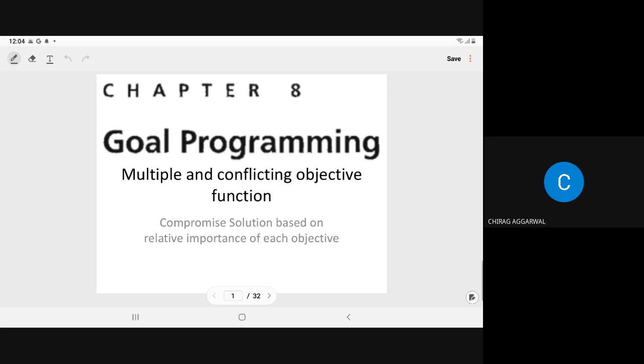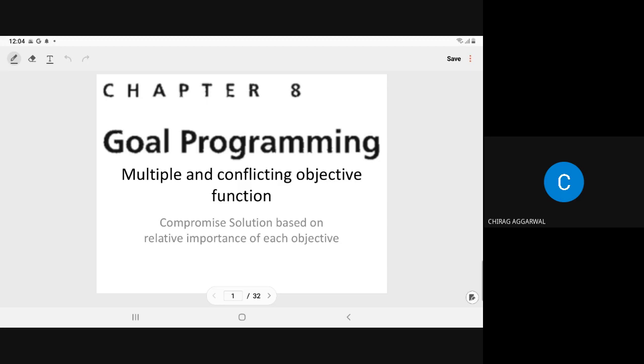For example, if we assume that there is a cost and a profit. If you want to increase the profit, then you have to increase the cost also, right? But in actuality, what you want is to increase the profit with minimum cost. So here we have more than one objective function, but both are conflicting in nature. That comes under goal programming. So here we have multiple and conflicting objective functions.